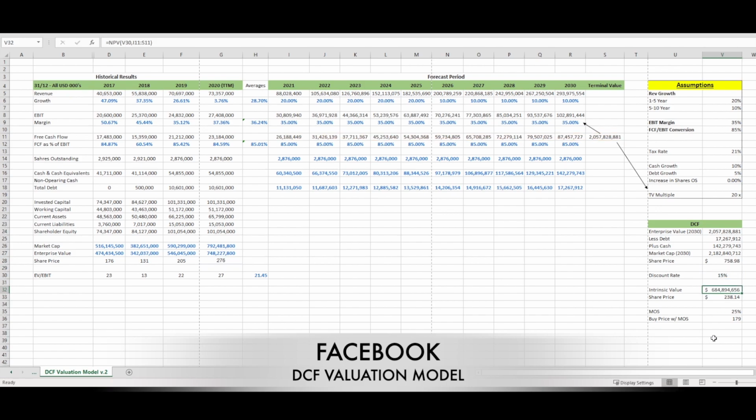So intrinsic value of 684 billion, share price of 238. A little bit off the stock price at the moment. I think it's about 270 at the moment. So we're a little bit off, but I wouldn't be surprised if you see it come back down to that in the future. It may or may not, but that's probably a fair price to buy Facebook.